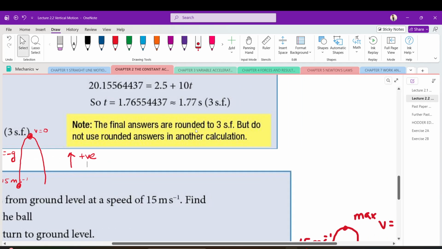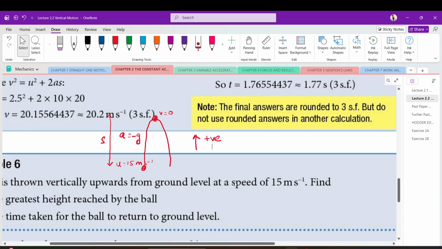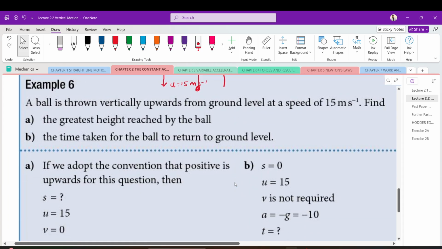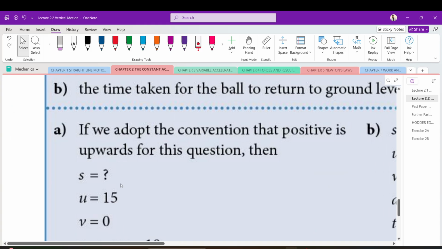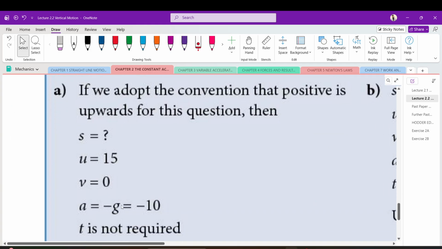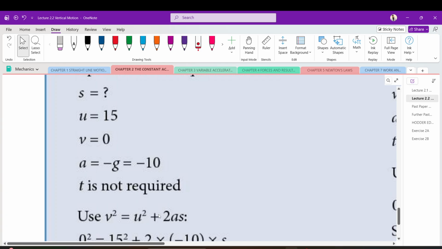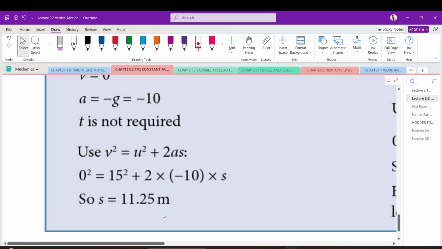So we can also draw a diagram something like this, similar to what I've drawn over there. Now s is equal to question mark, because this is what we need to find. u is 15, v equals 0, and a is equal to minus 10. Therefore, you can use v squared equals u squared plus 2as. So s is equal to 11.25 meters.